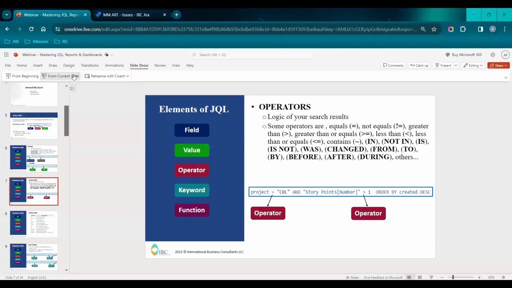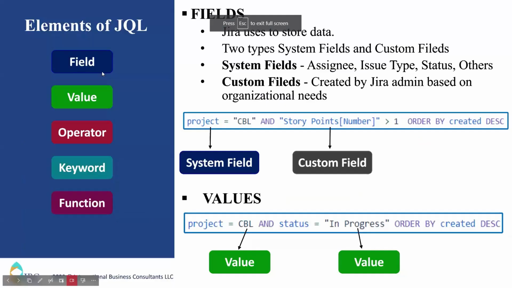Okay, let's continue. So what are fields in Jira? Fields are used to store the organizational data. If you see this example, it says project is a system field and story point is a custom field. So what's the key difference between the system field and custom field?